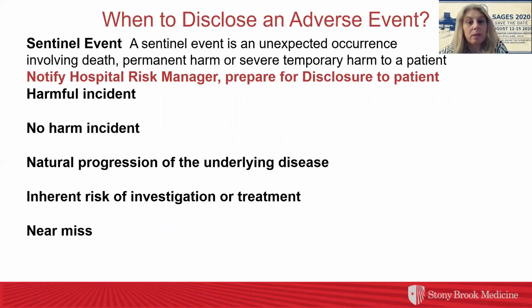So when do we disclose an adverse event? We disclose in many cases that I will outline here. Sentinel events are reportable. It is an unexpected occurrence involving death, permanent harm, or severe temporary harm to a patient. There are lists specific to hospitals and institutions of sentinel events that are reportable and require a risk manager to help prepare for disclosure to the patient. Any harmful incident that happens to a patient must be disclosed, and the hospital risk manager must be involved in the disclosure. If there's no harm to the patient, however, an error has occurred, this also generally is disclosed to a patient, however, it may not involve the risk management.